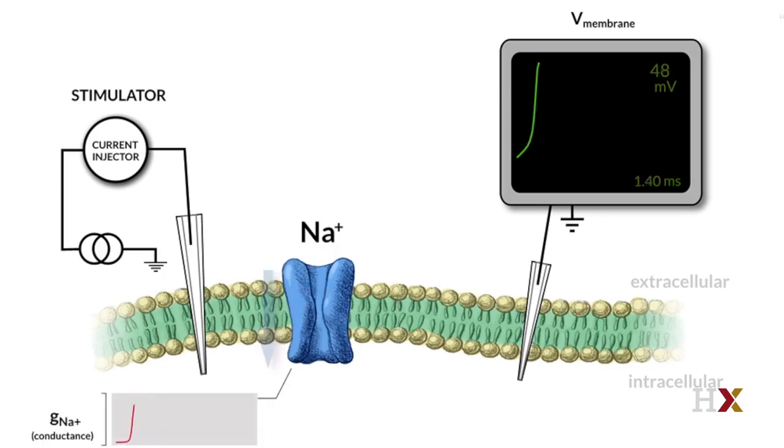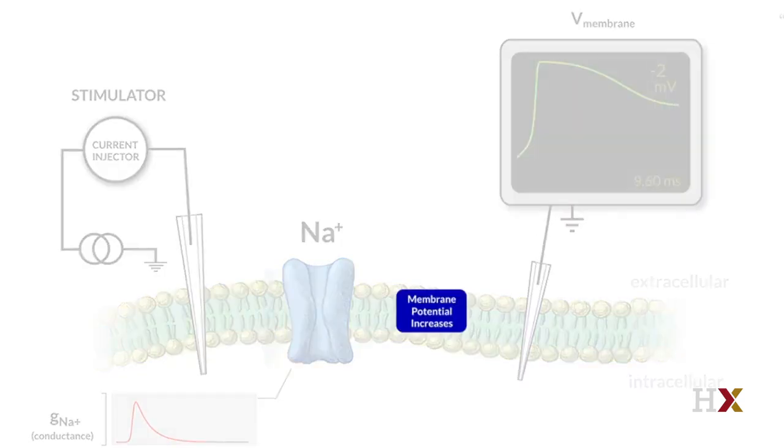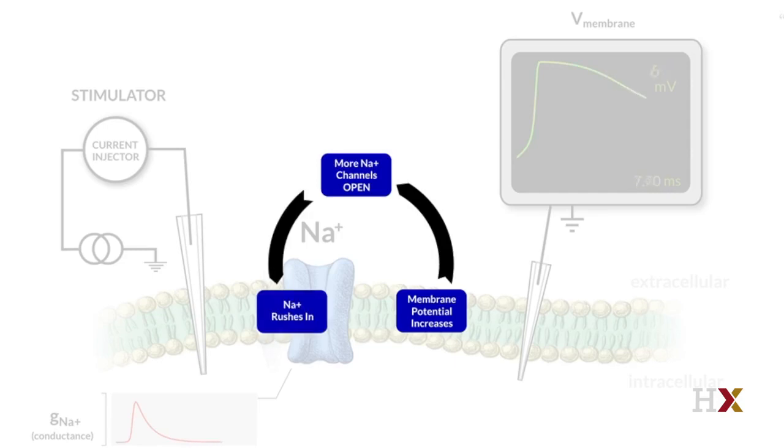This plot here shows the overall conductance of sodium in the membrane as a function of time. As we use the stimulator electrode to depolarize the membrane, more channels open. More open channels means a greater sodium conductivity, and consequently a greater sodium current.